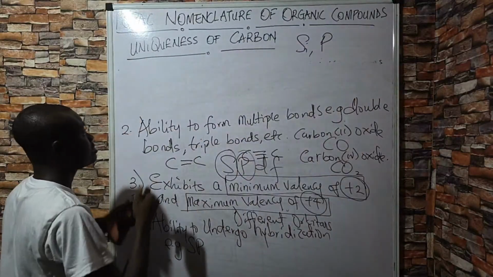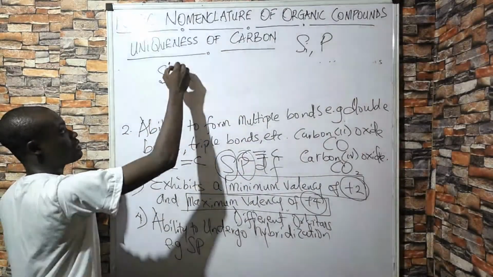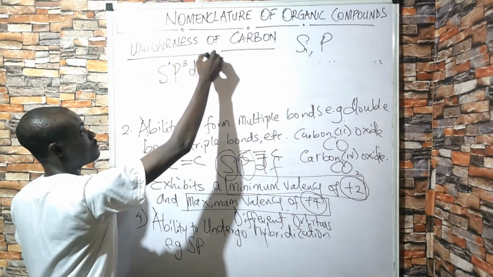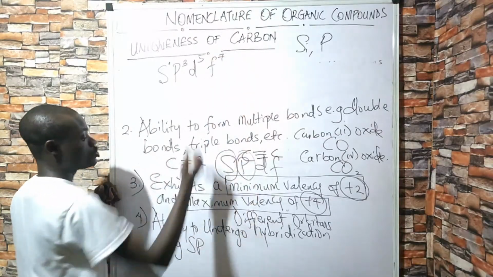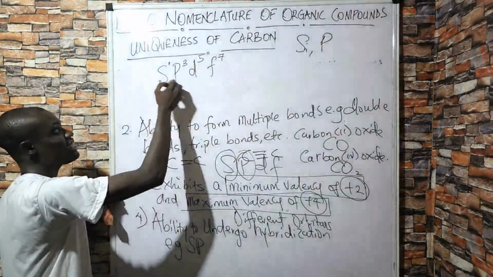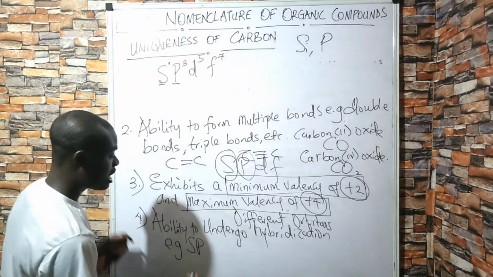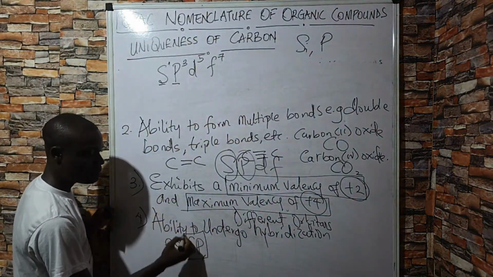So we can have something: the S can just be one, P can be three, D can be 5, then F can be 7. So there could be a case where I just take one S and just one P. S and P are totally different, and then I bring them together. I'm going to have what we call the SP hybridization.